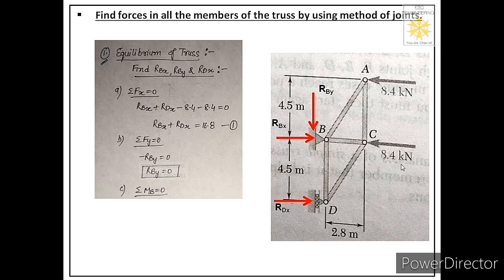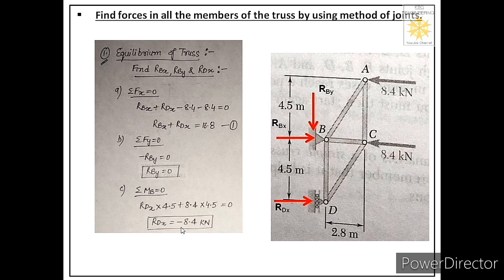Next we will see the moment because of this particular force. Now the moment because of this force will be equal to 0. Why? Because this force intersects the moment center, so the perpendicular distance between the line of action of the force and the moment center will be 0. So the moment because of this force is equal to 0. So the final equation will be Rdx into 4.5 plus 8.4 into 4.5 equal to 0. So from here we will get the value of Rdx.